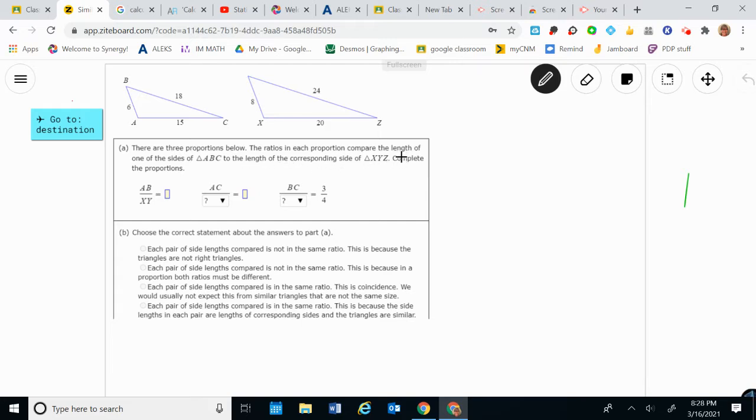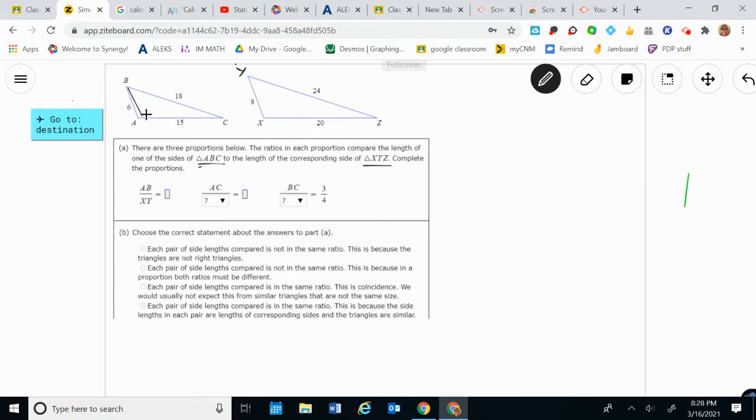And it says there are three proportions below. The ratios in each proportion compare the length of one of the sides of ABC, this one, that's important to pay attention to which one they're talking about, to the length of the corresponding side of XYZ. Complete the proportions. Okay, so they're just trying to get you to compare the sides.